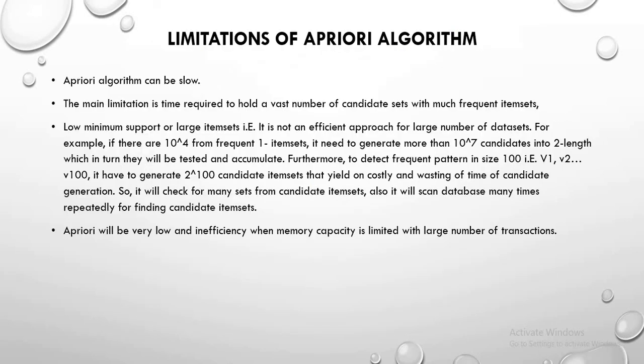In association rule, two algorithms are very important. One is the Apriori algorithm, the second one is FP growth, frequent pattern growth. Before that, in association rule we see what the support is, what the confidence is, and what the lift is. Then the first type of association rule is the Apriori algorithm.